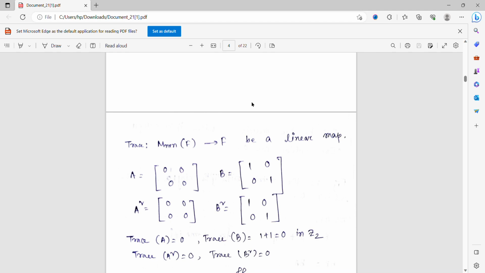Okay, so take A equal to the 0 matrix and B equal to the identity matrix. Then definitely A square is also the 0 matrix and B square is also the identity matrix. Now trace of A equals 0 and trace of B equals 1 plus 1, which is 0 in Z2. Similarly, trace of A square is also 0, trace of B square is also 0. But eigenvalues are different. Eigenvalues of A both are 0 and eigenvalues of B both are 1. Okay. So that means this statement is basically false.